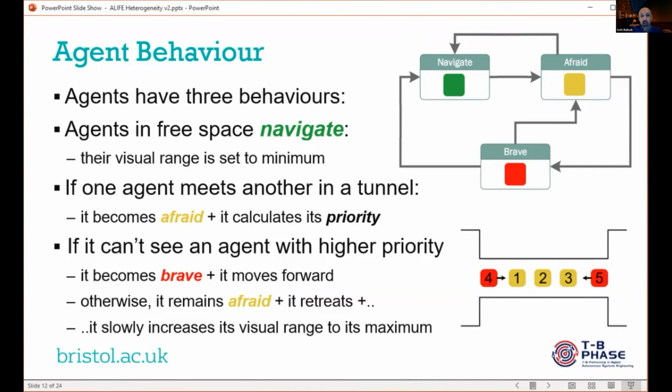So the mechanism here is that during this kind of deadlock, the robots gradually increase their maximum visual range up until its maximum. Whilst they're navigating, whilst they're happy, they have their visual range set to a minimum. They don't really care what's around them. But when they get into a deadlock situation, they gradually look further away and recalculate whether they're brave or afraid. And that should resolve most deadlocks.